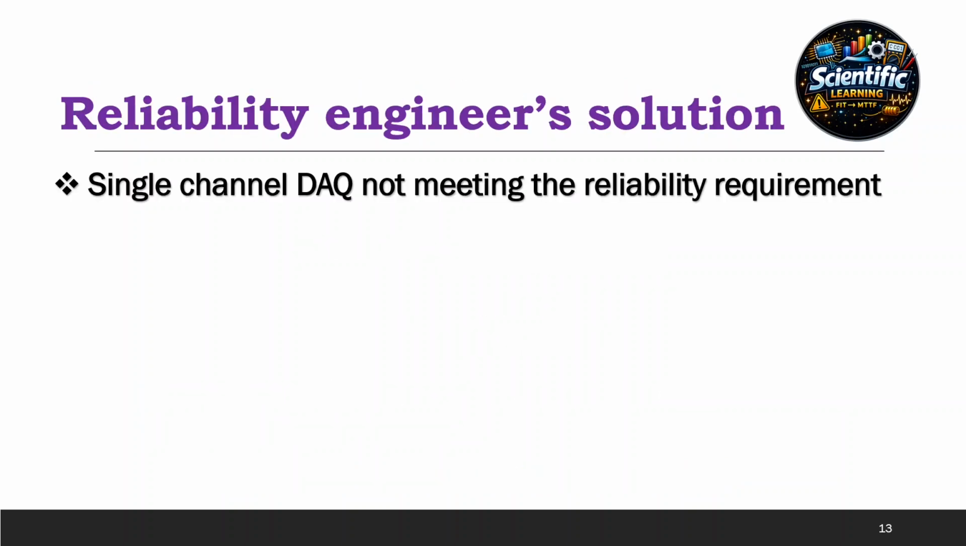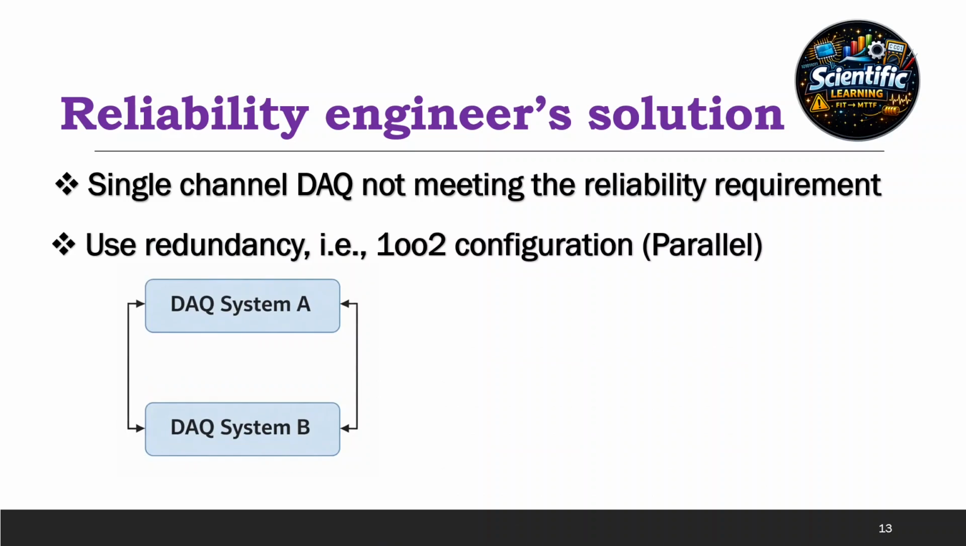So now what is the reliability engineer's solution to the reliability of the DAC system? As we saw, single channel DAC is not meeting the reliability requirement. So what he does is, he proposes to use redundancy, that is 1 out of 2 configuration or the parallel configuration, which is a very common technique employed in reliability engineering to enhance system reliability. As you can see in the parallel configuration, there are now two channels. DAC system A is one channel and DAC system B is another identical channel connected in a parallel manner.